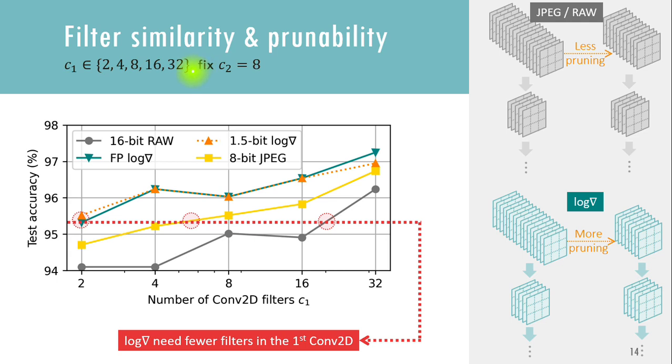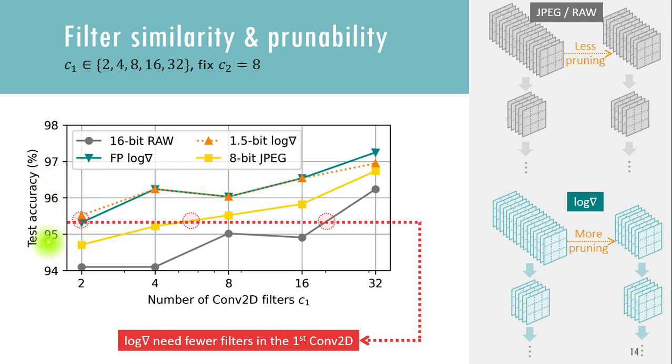we will need a smaller C1 here. This is exactly what we observed. So for this figure, if we increase the number of C1, we can see the accuracy keeps improving. That's expected because the convolutional neural networks just get larger. It has more power to fit the data.